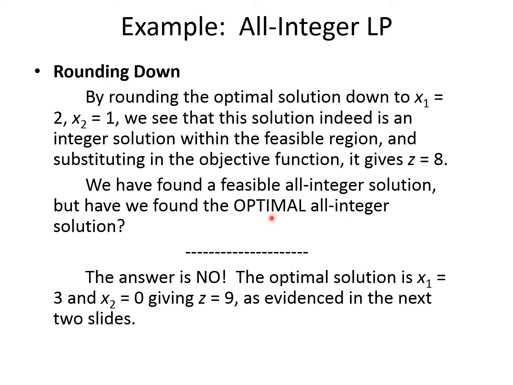However, it may not necessarily be optimal. Because this is a very simple problem, I can guess the solution. The solution is going to be x1 equal to 3 and x2 equal to 0, which is integer, obviously. And if you plug these into the z function, z becomes 9, which is larger than 8, which means that rounding down wasn't a good strategy either. It did not provide the optimal solution. So there must be a better way to find the optimal solution than rounding up and down.